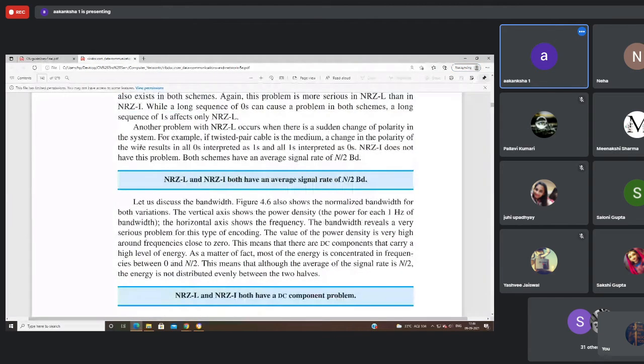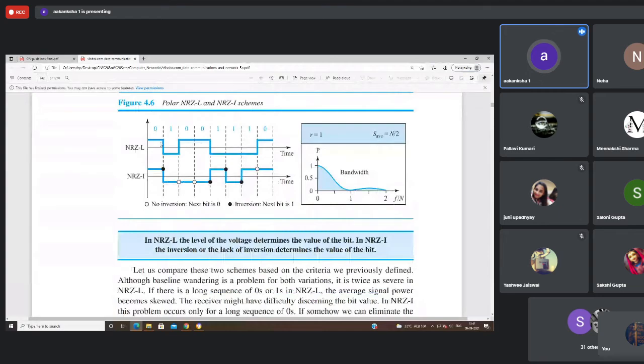Another problem with NRZL occurs when there is a sudden change of polarity in the system. Suppose there is a sudden spike or some polarity change because of external, physical factors. You have an electrical line going on, a cable which is running from one end of the room to the other end, and there are some power spikes in the electrical system, or maybe some interference by the wiring which is near your communication line. So there are 3-4 lines lying simultaneously, and there could be electrical interference because of that.